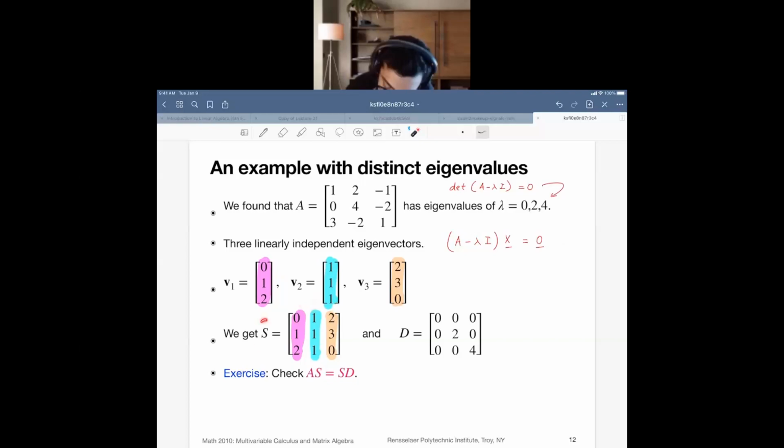So now, is S going to diagonalize our matrix A? And the diagonal matrix D is going to be what? It is going to be diagonalized, which means that all the off-diagonal elements are 0, and the only elements on the diagonal are the eigenvalues 0, 2, and 4. So how can you check this? Well, AS equals SD, or you can say S inverse AS equals D.